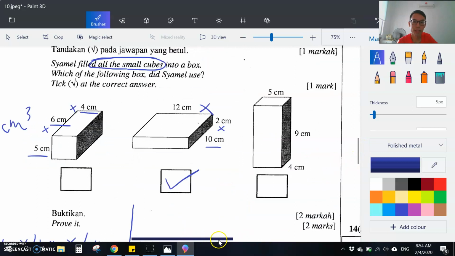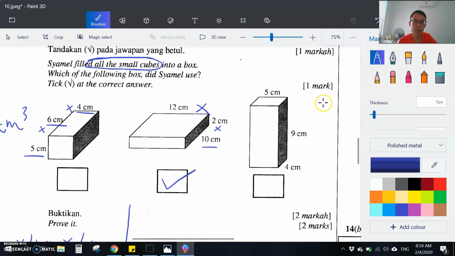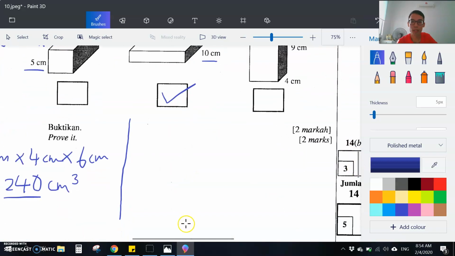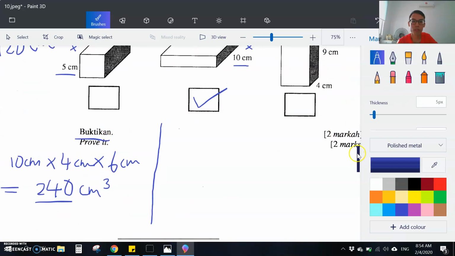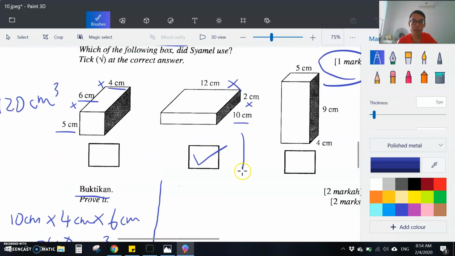So you put a tick here, you already get 1 mark. Tick saja dah dapat 1 markah. And then you have to prove it, buktikan. So you just show your calculation. Okay, you show your calculation for this one.